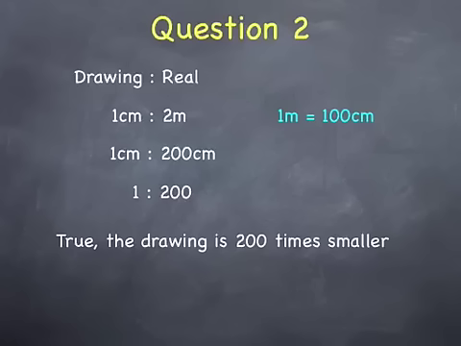Okay, so we just converted from metres up to centimetres. So we're comparing centimetres with centimetres. We can see it's 200 times smaller. Alright, time to try it out and move on to page 14 of your Stage 3 booklet.